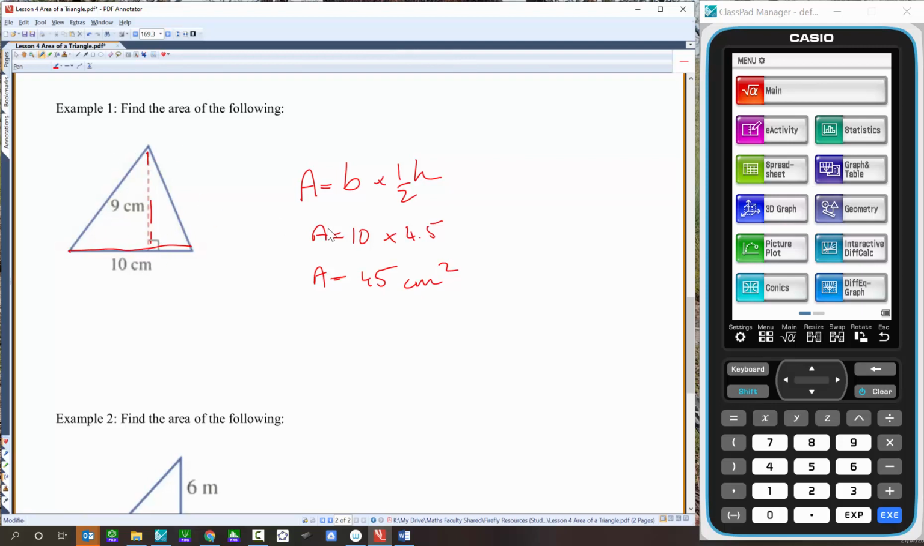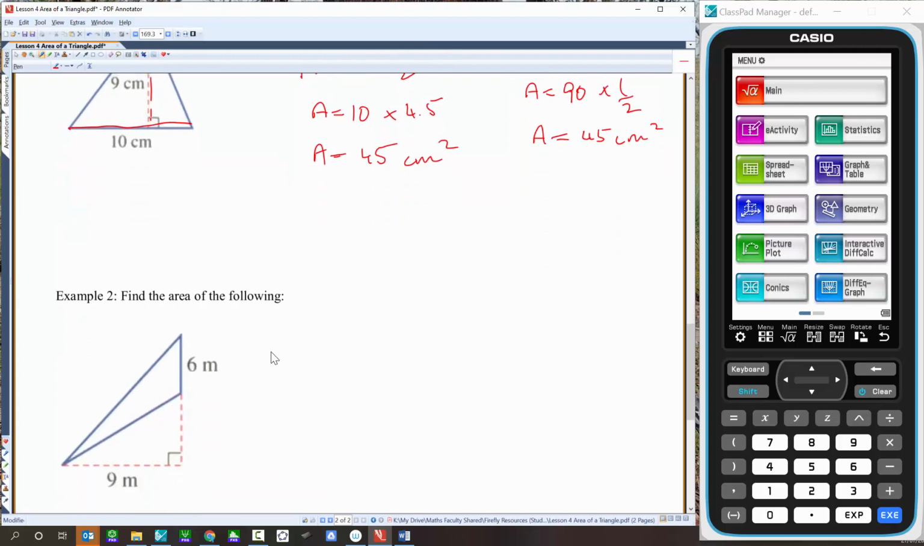Now for some of these, to avoid decimals, you might want to vary that formula, and that can be helpful as well. So you can do base times height first of all, and then multiply by half at the end. Let's try that one. So base times the height is 90 times a half. Half of 90 is 45 centimetres squared. So again, you can use the formula in whichever way you want.